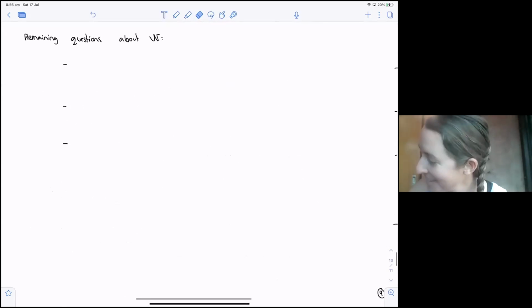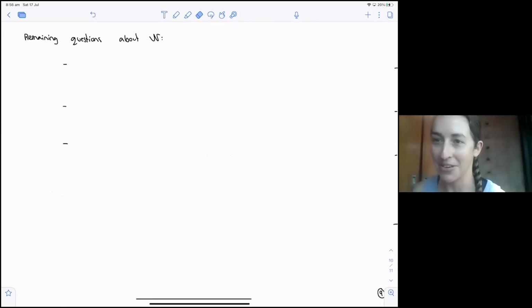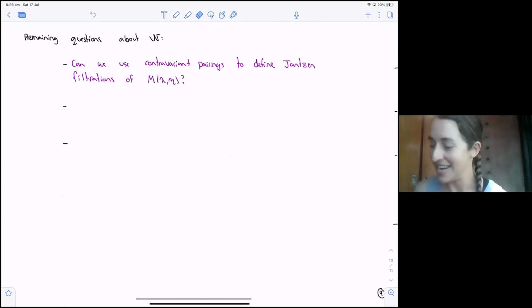So I'll just leave with some other questions about this category. Now maybe we have some hope of answering our original question, which was we wanted to find Jantzen filtrations on standard modules. Contravariant forms didn't work. There were too many of them, but maybe we can use contravariant pairings. And so this is what we're going to try to figure out next, if we can define some notion of a Jantzen filtration using contravariant pairings instead.